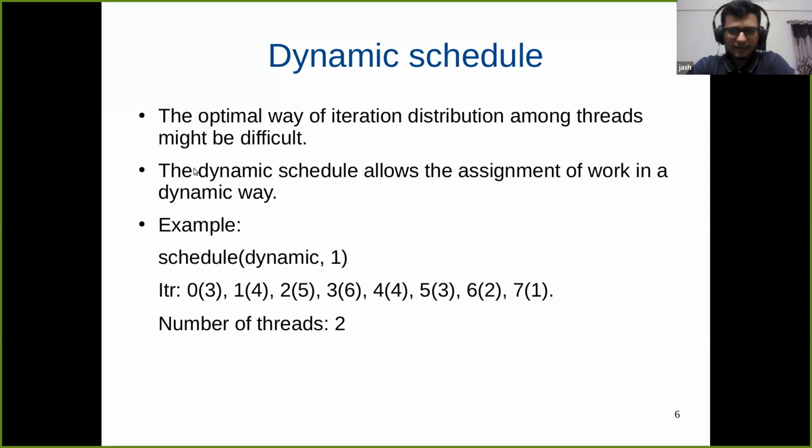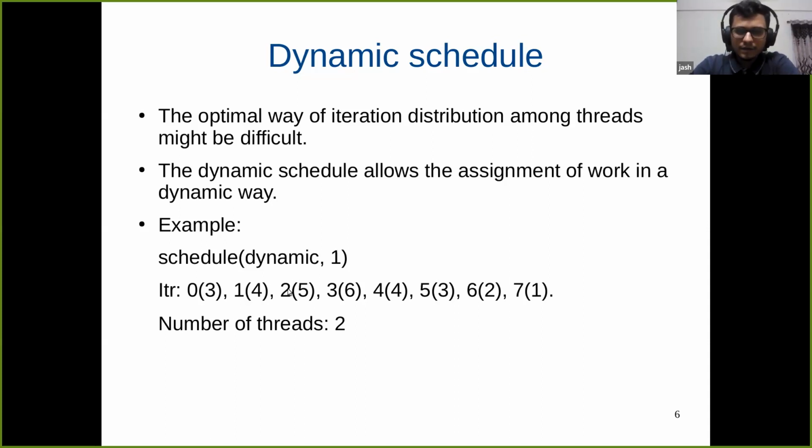Okay, so let us look into this with an example, which is given here. Let us say that we have, again, the schedule clause with dynamic type, and one as the chunk size. And we have these kinds of iterations. In the curly braces, we have specified the amount of work each iteration has to do. So iteration 0 has 3 amount of work to do. The larger the number, the more work it has to do here.